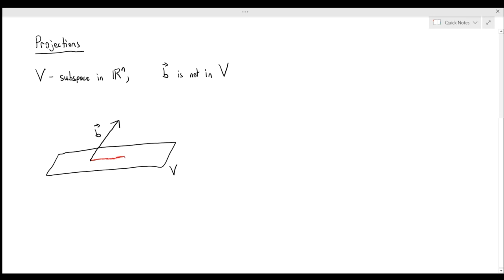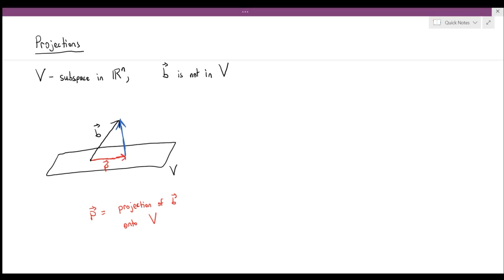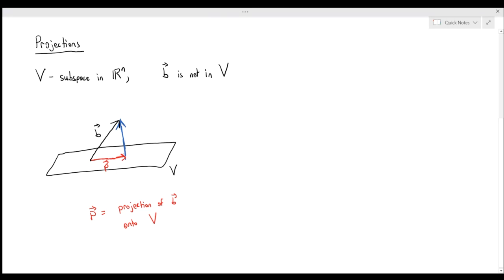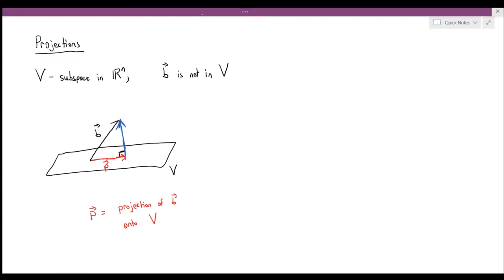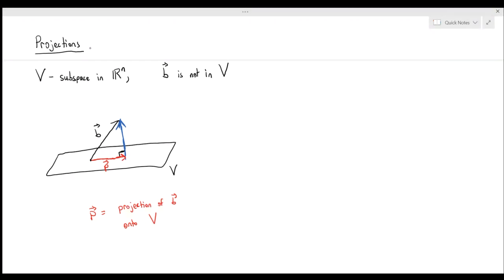So this vector that I'm going to draw over here, I'm going to call this vector P. So this vector P represents the projection of the vector B onto the space V. Okay. And so what's special about this projection vector? There are two things I want to note about it. First is that it makes a right angle here. And this vector in blue that I've drawn, the vector connecting from P to B, would be the vector B minus P.